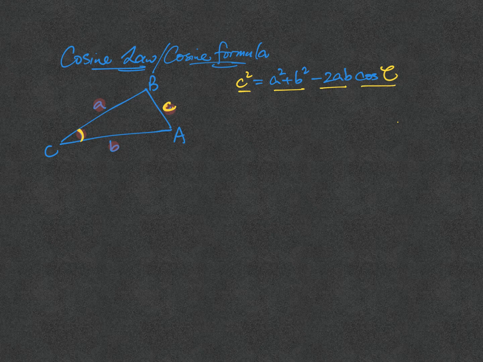If you treat, for example, A and its opposite angle A as a pair, then the formula can be rewritten as A squared equals the other two, B squared and C squared, minus 2BC cosine angle A. So we can also write a new formula for side B and angle B. But no matter in which way we write the formula, it's still about relating three lengths and one angle together.